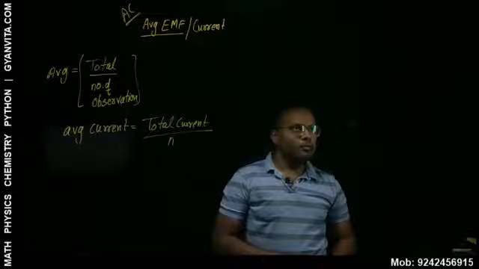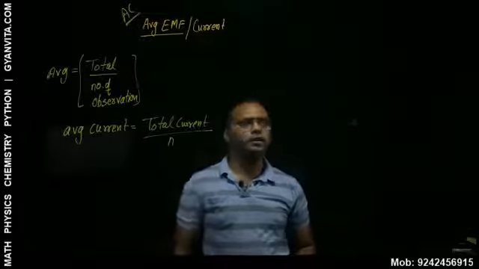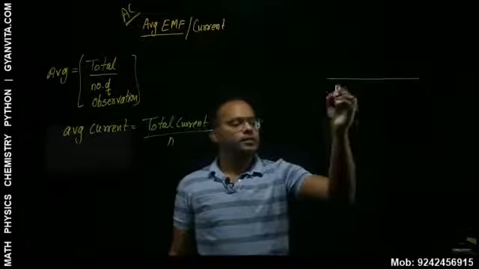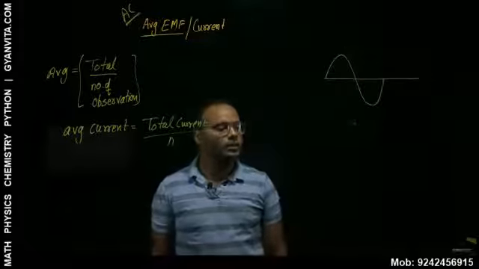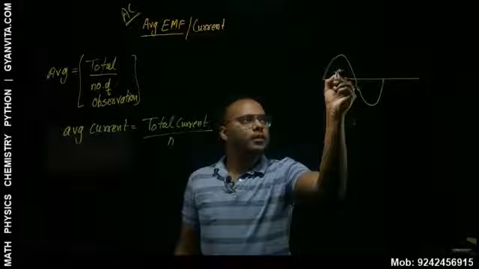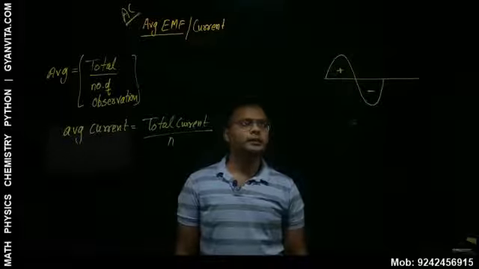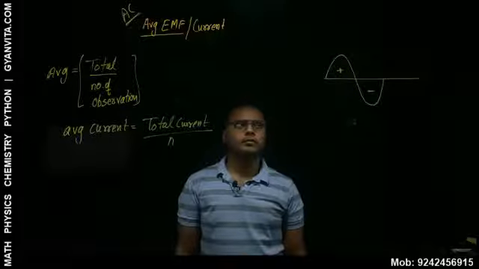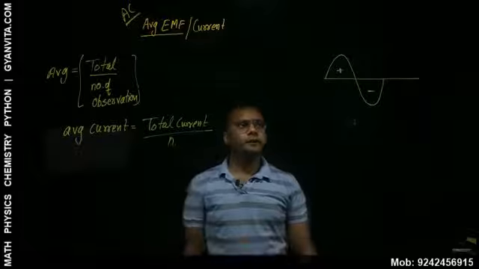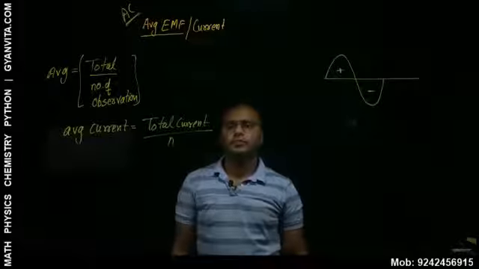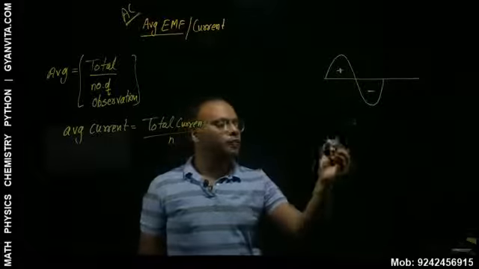But if I apply the same logic in this particular case, what will happen is this is one cycle, and in this one cycle there is an equal positive and negative section. So if I have to find average in one cycle, what will happen? They both will cancel each other. If I have to find the sum of these two, the sum will be 0, right?